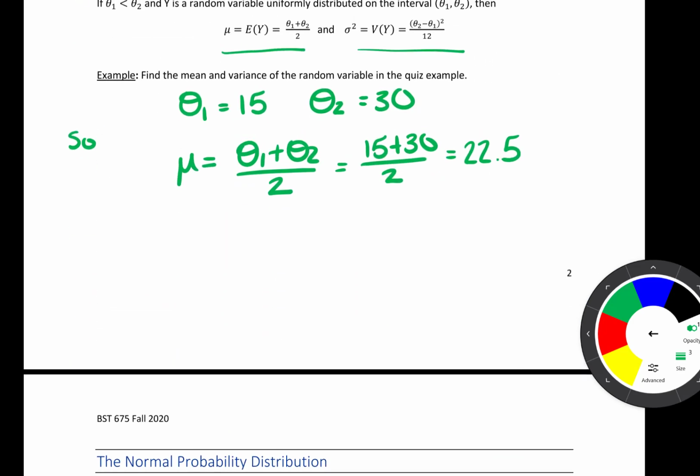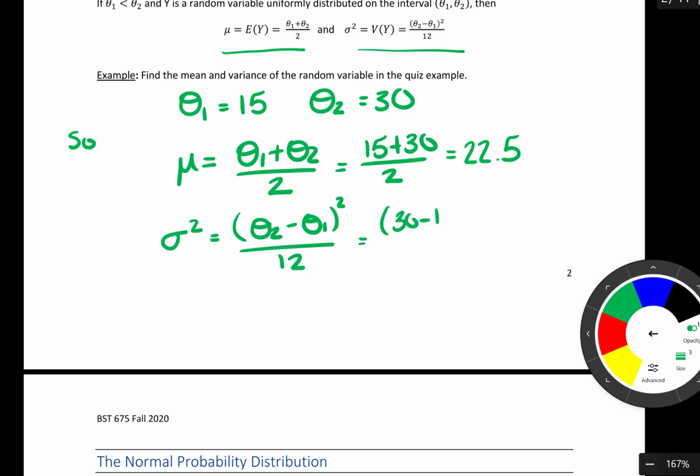In addition to the mean, we can also find the variance. So our variance is going to be equal to (theta 2 minus theta 1) squared divided by 12, which is equal to (30 minus 15) squared divided by 12, which is equal to 18.75.